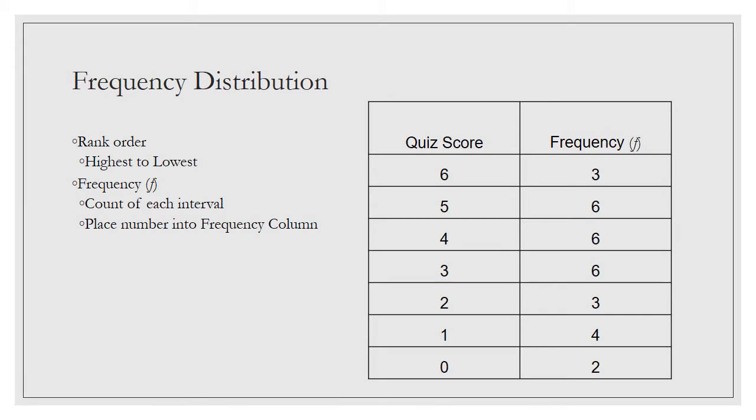Building a frequency distribution, you make a couple decisions. Here I've chosen highest to lowest. It just makes more sense for me to put the highest score at the top, the lowest score at the bottom. So 0 is at the bottom, the lowest score, all the way up to the highest score of 6.